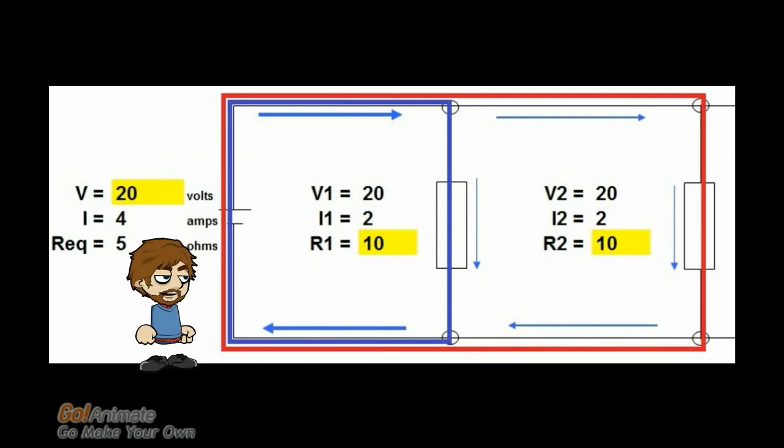The original path is shown in blue and the new path is shown in red. We draw the circuit this way for convenience. By adding a second path, we have increased the current leaving the battery. In this case it has doubled because both resistors have the same value.